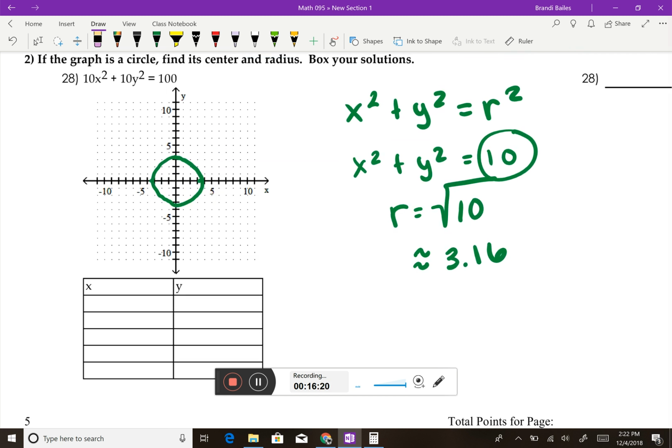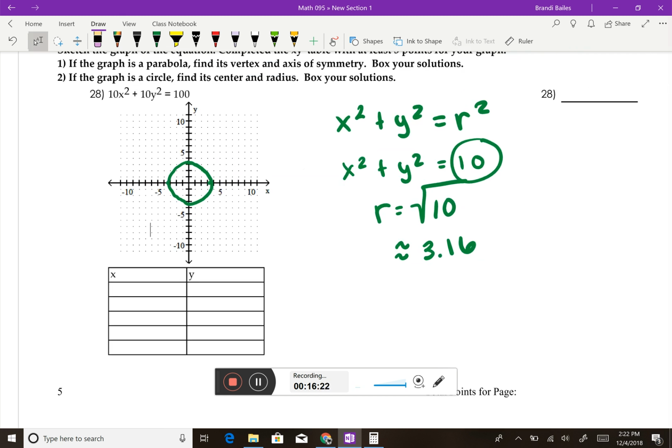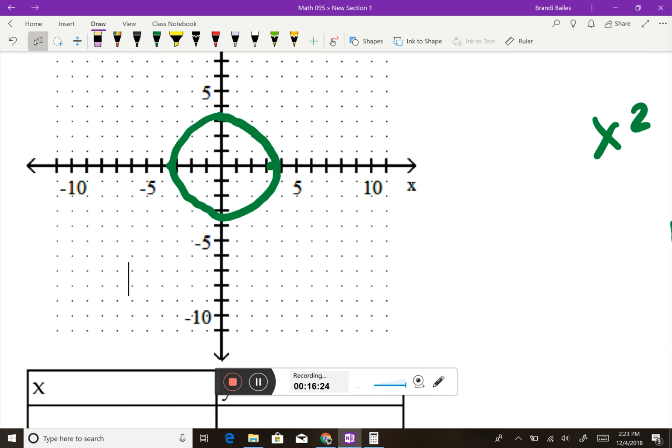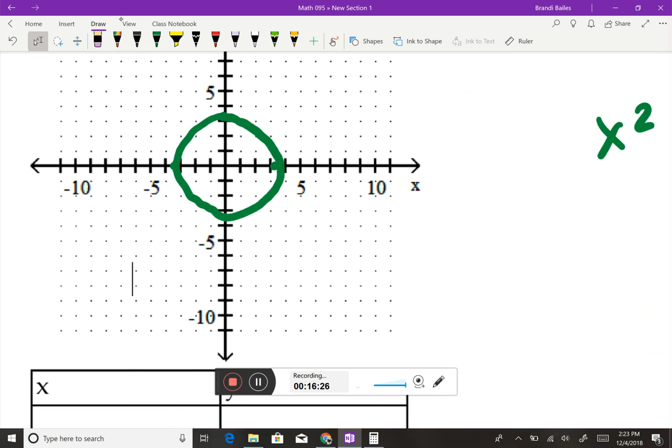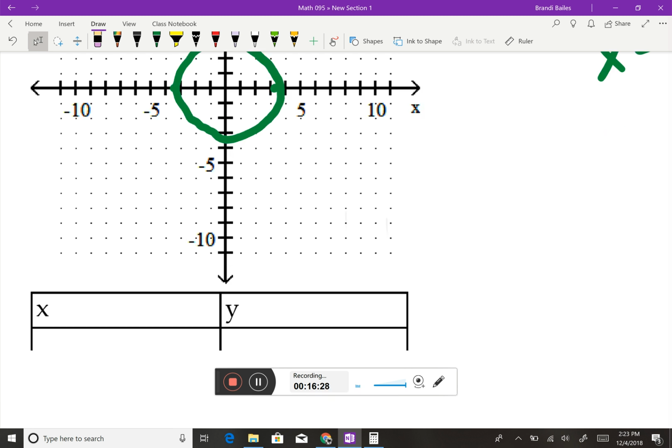Alright, and the last thing I need to do is fill out some of these points. So, what do we have? I know that the y-axis intercepts are here and here. I know that there's nothing in the middle. So let's try some values.